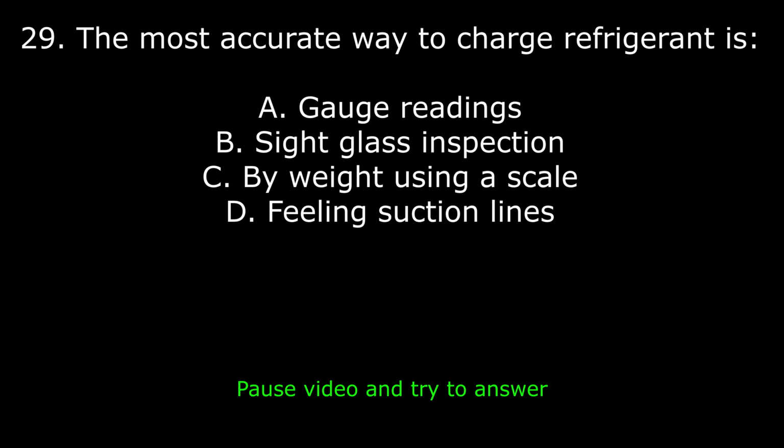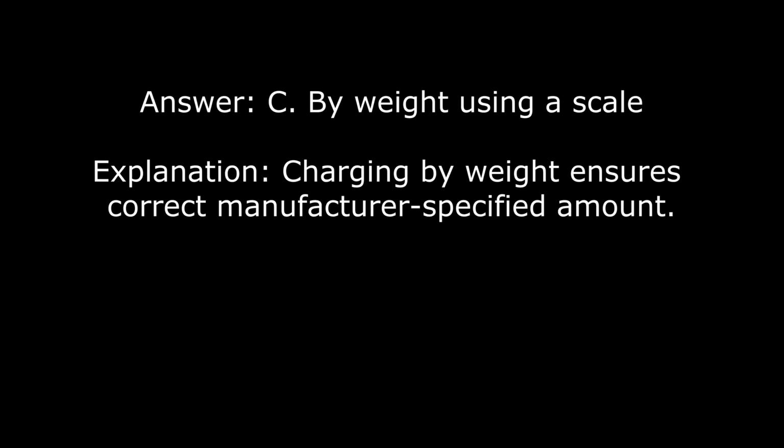29. The most accurate way to charge refrigerant is: A. Gauge readings. B. Sight glass inspection. C. By weight using a scale. D. Feeling suction lines. Answer: C. By weight using a scale. Explanation: charging by weight ensures correct manufacturer-specified amount.